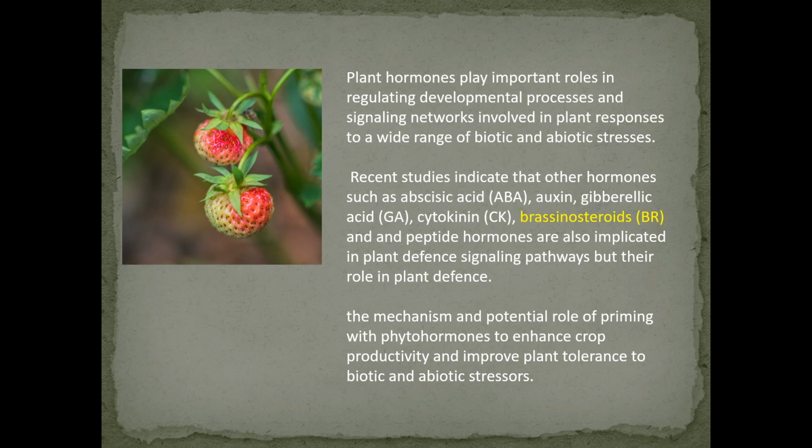Some of the mechanisms involve a potential role of priming with phytohormones to enhance crop productivity and improve plant tolerance to biotic and abiotic stress. During the stress perception process, there is variation in perceiving various hormone signals, from the early phase to the ongoing phase of the stress, allowing the plant to advance to well-organized growth. There are various ligands or receptors which help in the perception of the hormone.